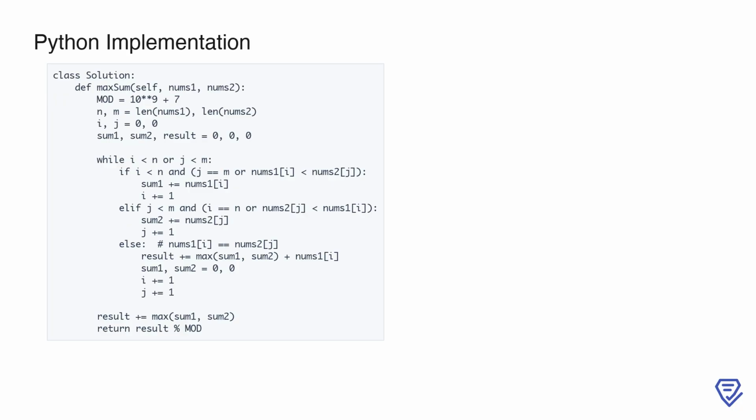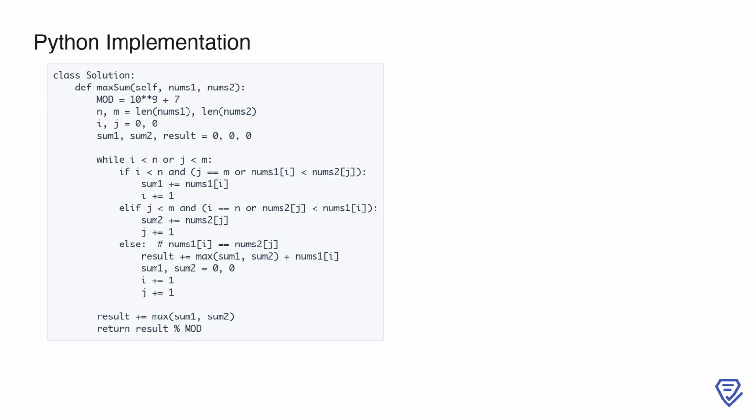2. Main loop. The while loop continues until both pointers have traversed their respective arrays. The key logic within the loop determines whether to advance in nums1, nums2, or both. If the current element in nums1 is smaller, we add it to sum1 and move the pointer i forward. If the current element in nums2 is smaller, we add it to sum2 and move the pointer j forward. If the elements are equal, we encounter an intersection. At this point, the maximum of sum1 and sum2 is added to result, along with the current intersection value. Both sums are reset, and both pointers are incremented.